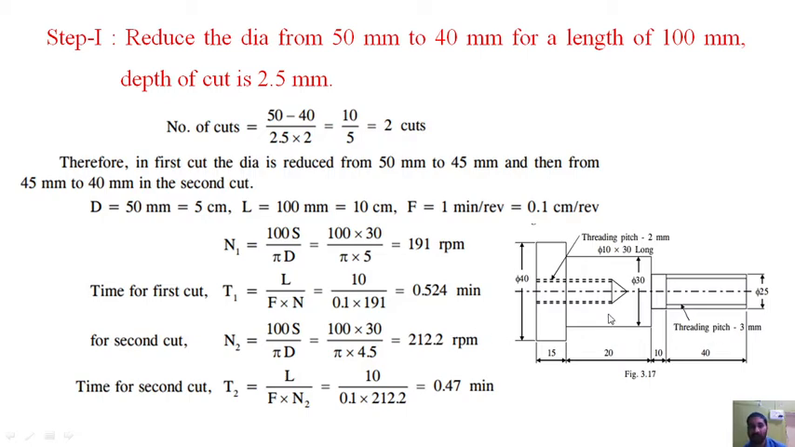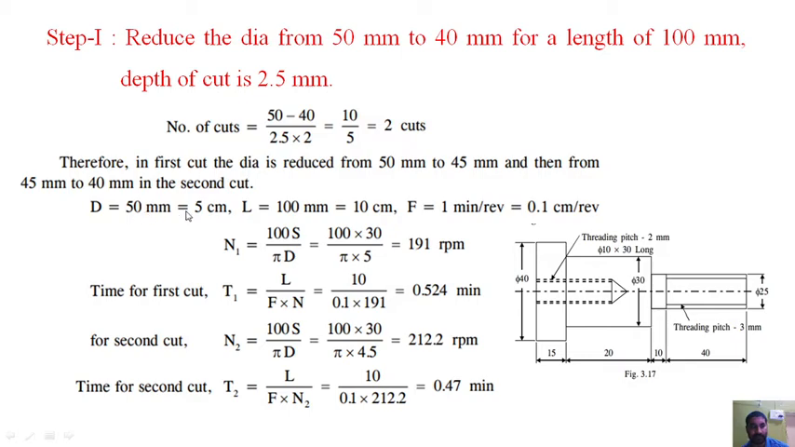For that we require two steps. In the first step you convert 50 to 45, and after that you convert 45 to 40, for the same length, that is 100 millimeter, 10 centimeter. So two cuts are required. In the first cut you reduce it from 50 to 45, and in the second cut you reduce the diameter from 45 to 40. So this is the 40 dia here.